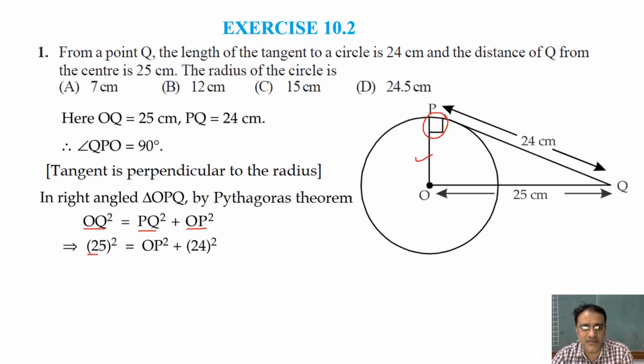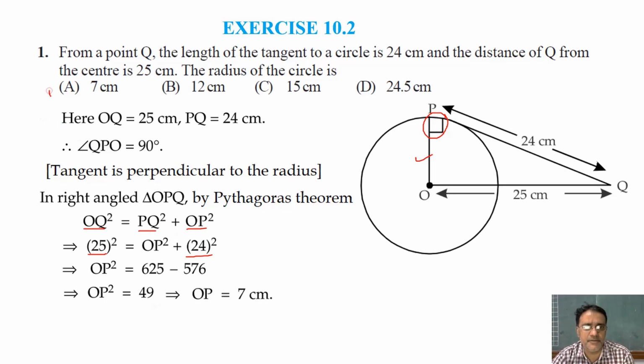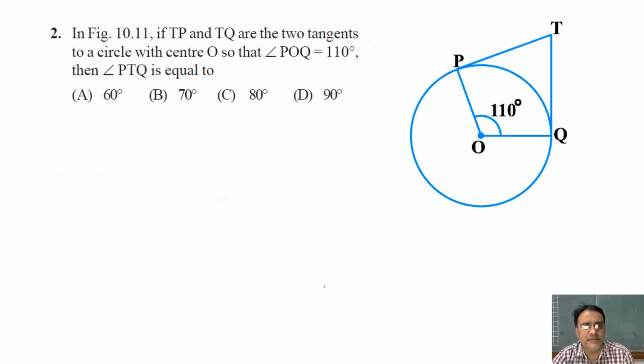So 25 square minus 24 square, that is 625 minus 576, we are getting 49. So what is the value of OP? 7. So the correct option is A. Okay, now we'll move towards question number 2.